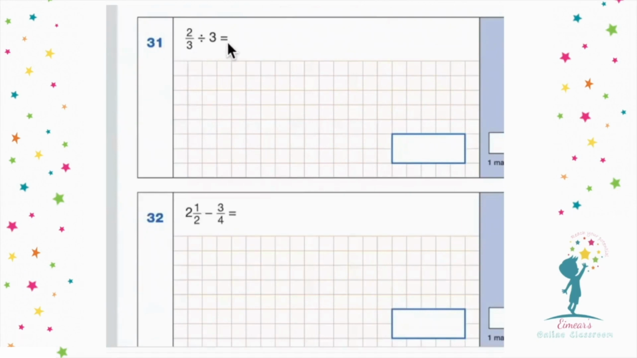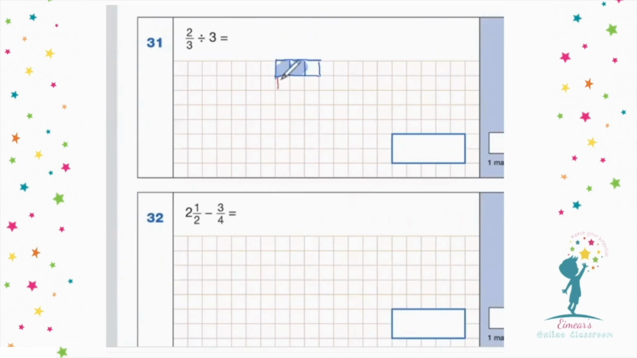Question 31. This is when they're starting to get a lot trickier for most children. It's 2/3 divided by 3. So fractions, decimals, and percentages does challenge quite a few. One way we can do this is we can use bar modeling, which your children will be familiar with. So here we go. That's our 2/3. And I'm going to shade this in. So that's my 2/3. But I need to divide that by 3.